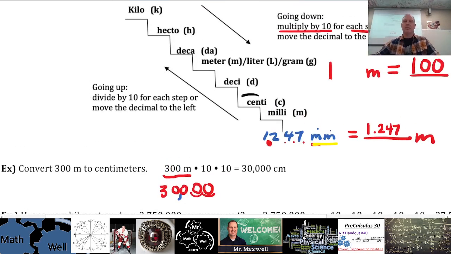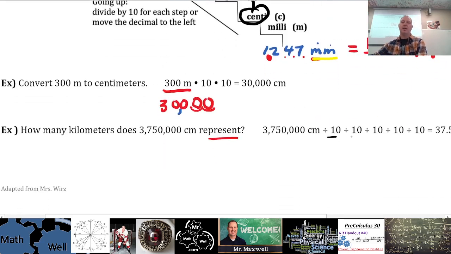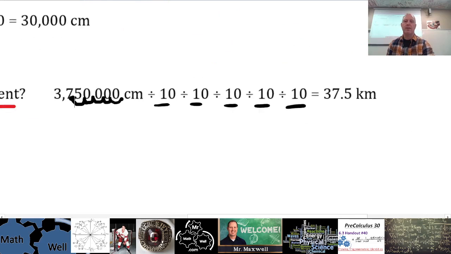I start at the centi stair, and I gotta go up 1, 2, 3, keep going, 4, 5. So that's 5 stairs. So guess what? I have to divide by 10 5 times. Or I move my decimal place from here, where it is at the end of the number, to the left 5 times. And that's where it lands. So the answer then is 37.5 kilometers.